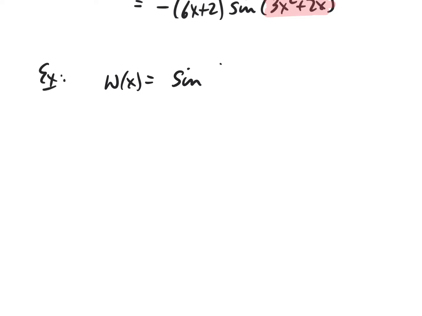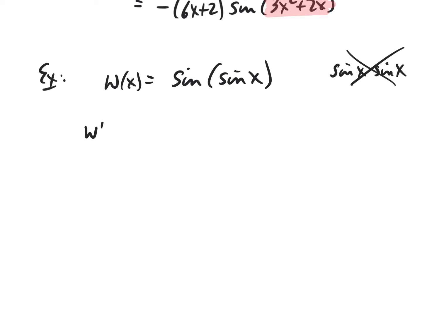W of x is equal to sine of x. So it's a trig function made up of another trig function, sine of x. Please notice it's not sine times sine. It's not the sine of x times the sine of x. It's the sine of x.